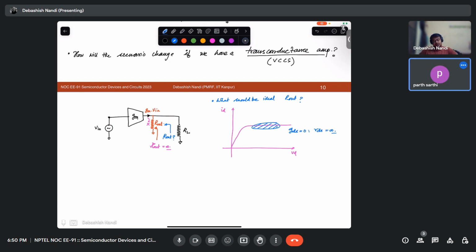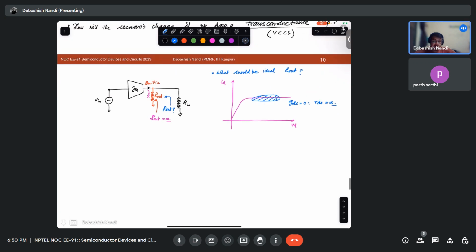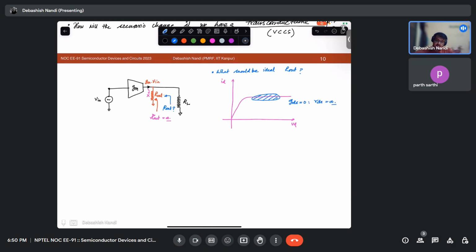Okay, good answer. By the way, whatever you have answered is also correct. You can think of it as a current source where the non-ideality comes in terms of a resistance in parallel to the ideal current source, right? That is also a good way of thinking.